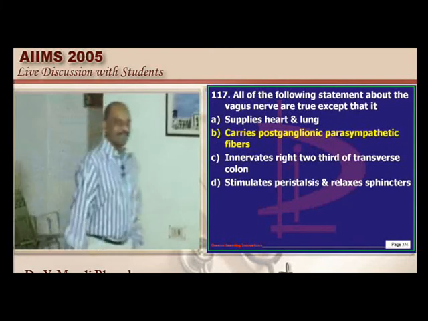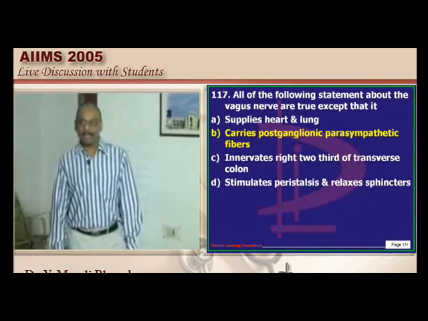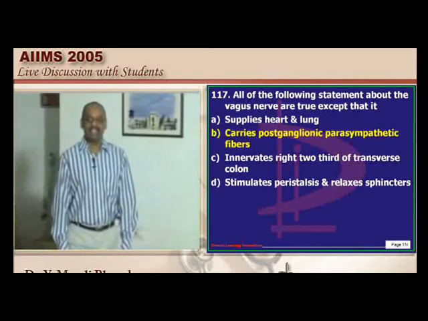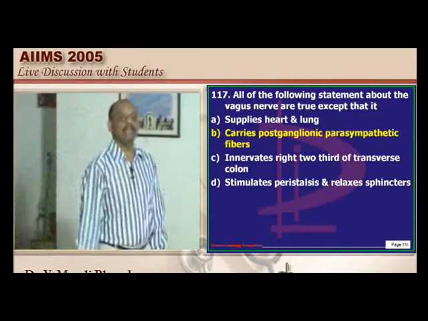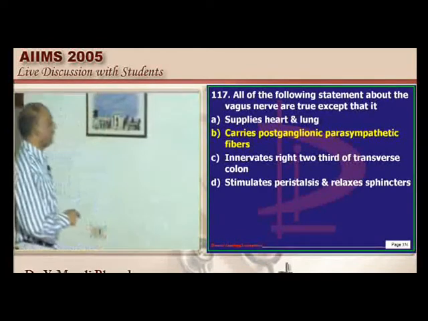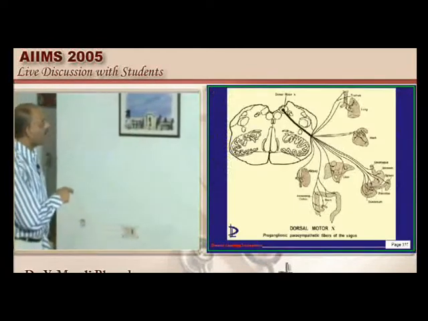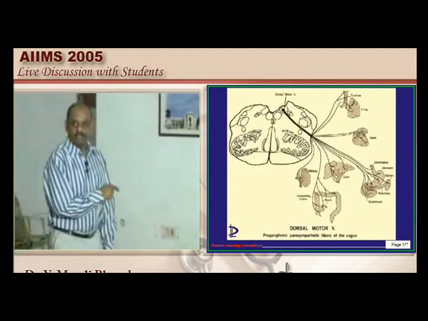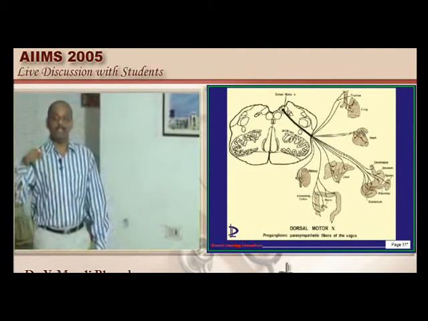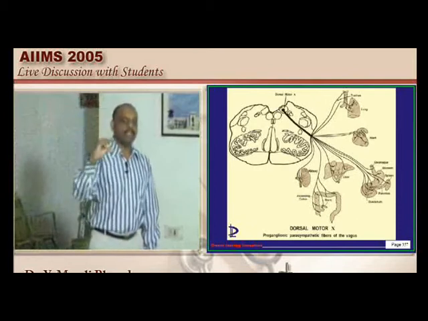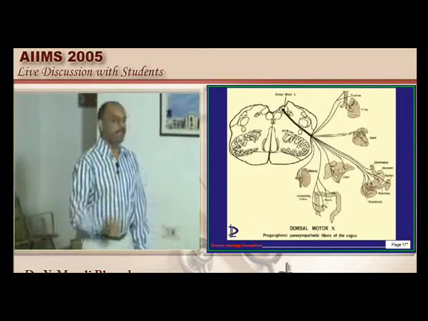Vagus nerve, does it carry preganglionic or postganglionic fibers? It carries preganglionic fibers. Finally it will end into a ganglion which will be carrying the postganglionic fibers, is what needs to be remembered. So this is the dorsal motor nucleus of the vagus. Vagus is having a very important nucleus which is located in which part, doctor, of the brainstem? Is it in the midbrain or pons or in the medulla? Medulla. Very good, very good.